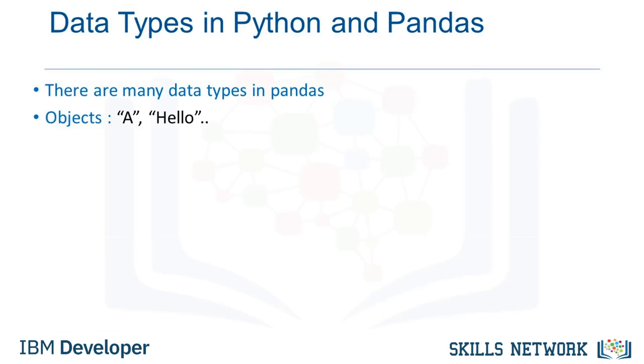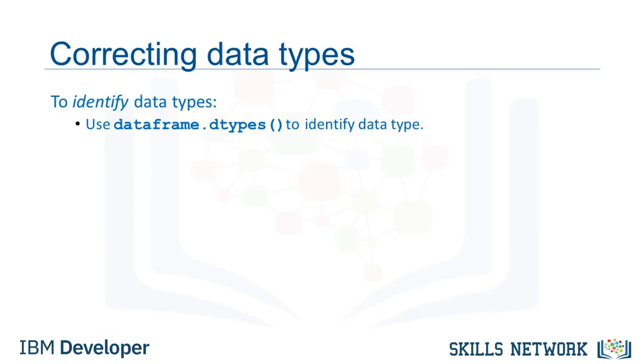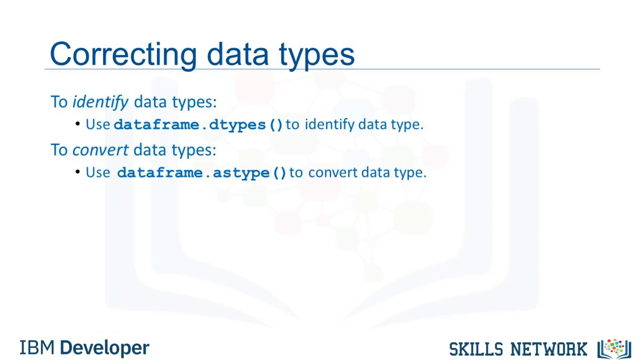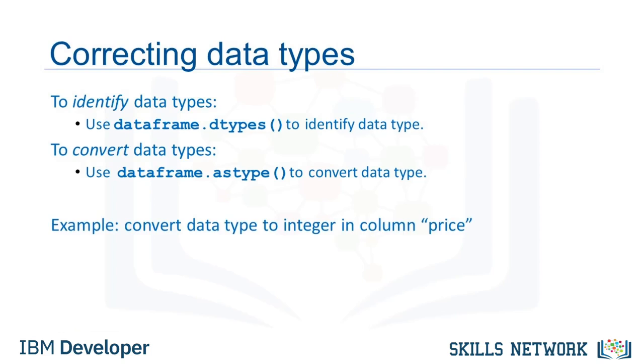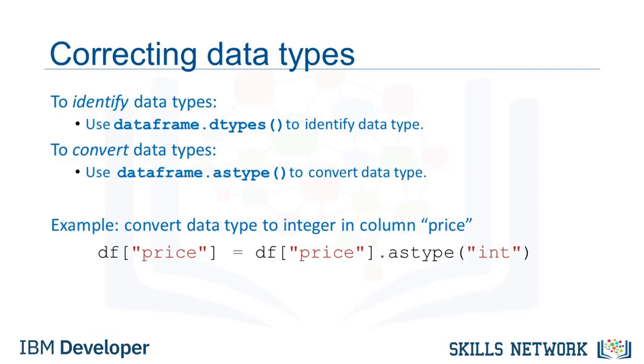Objects can be letters or words. int64 are integers, and floats are real numbers. There are many others that we will not discuss. To identify a feature's data type, in Python we can use the dataframe.dtypes method and check the data type of each variable in a data frame. In the case of wrong data types, the method dataframe.astype can be used to convert a data type from one format to another. For example, using astype int for the price column, you can convert the object column into an integer type variable.